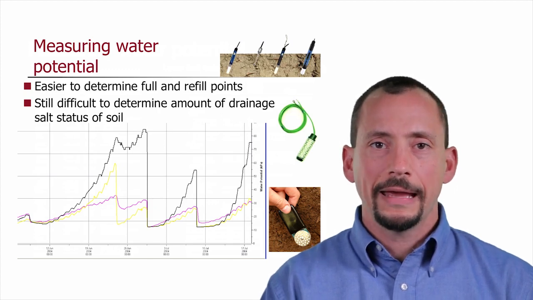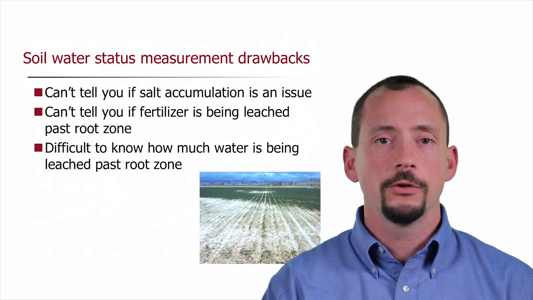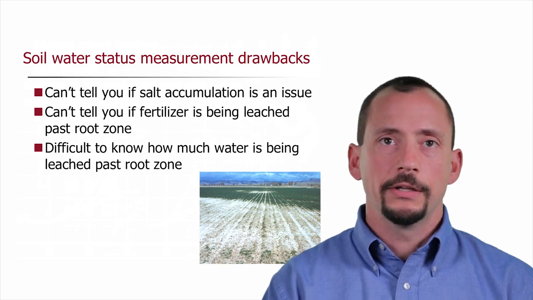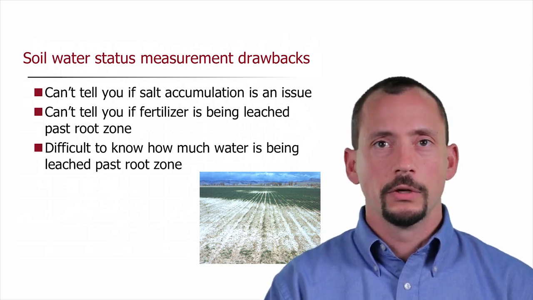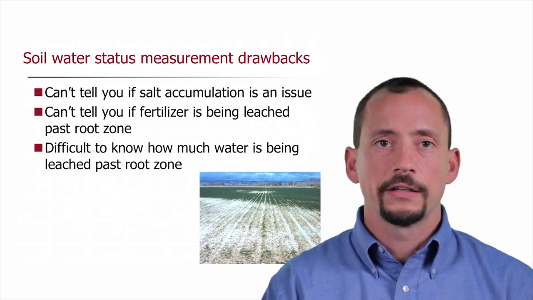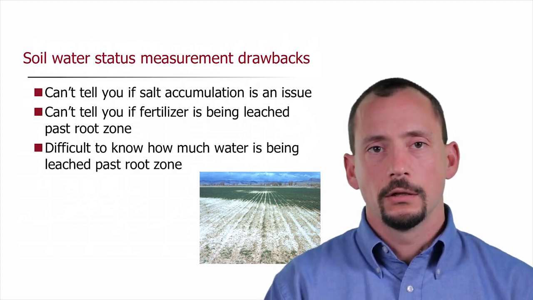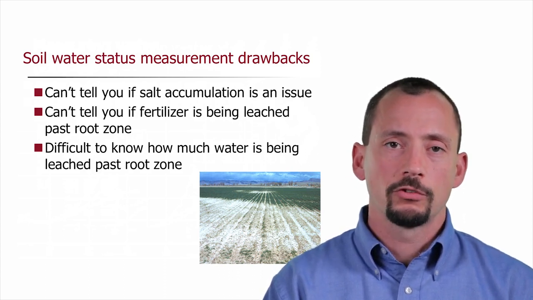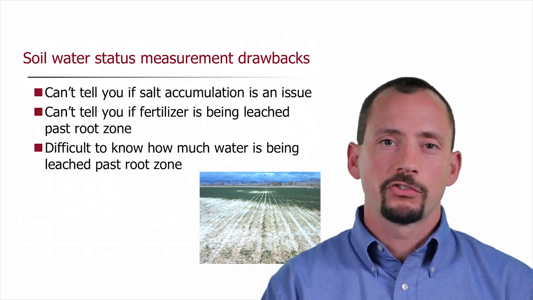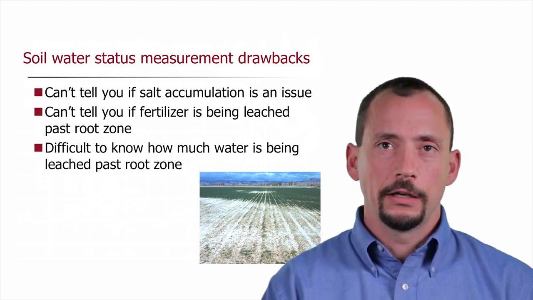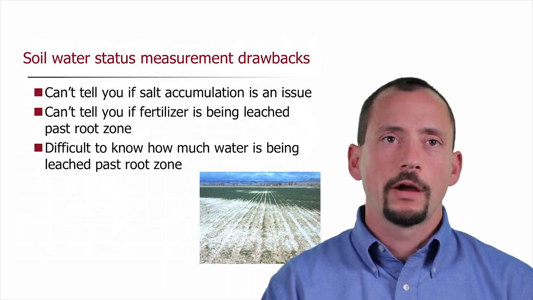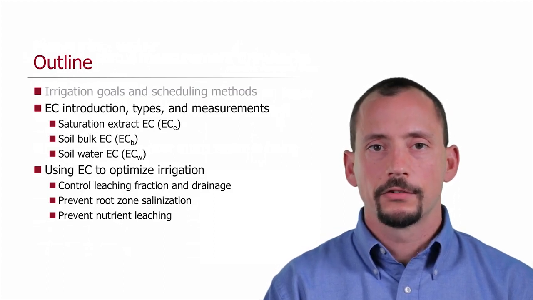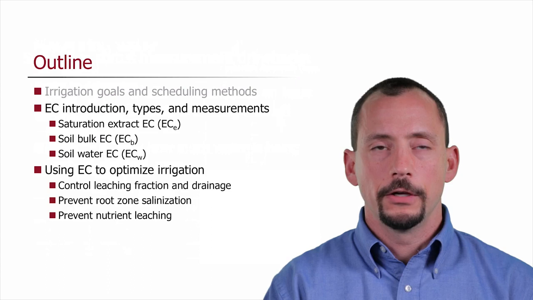So again, you really can't tell some things. You can tell some things about plant water status with water content and water potential, but you can't tell if fertilizer is being leached past the root zone. It's really difficult to get a quantitative measure of how much water is being leached past the root zone, and you certainly cannot tell from water content or water potential measurements alone if you're having salt accumulation or soil salinity buildup. So that's why we now want to tie in electrical conductivity with the water measurements and see if we can do a better job of irrigating.